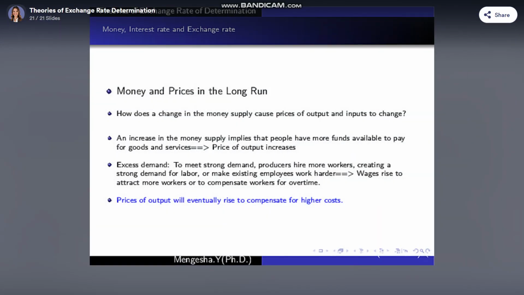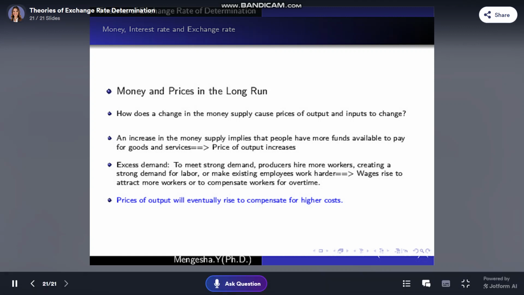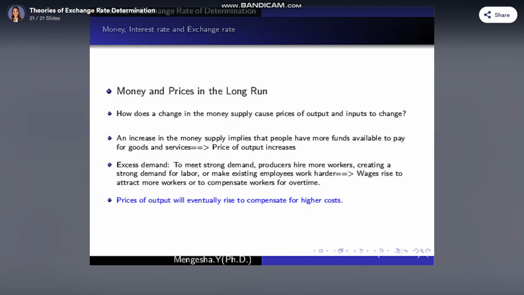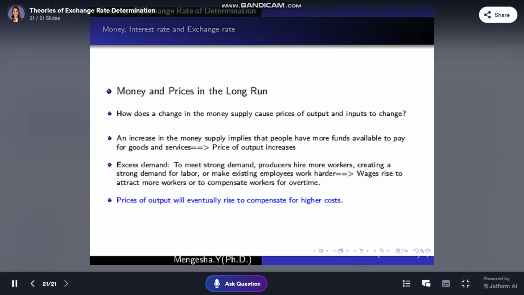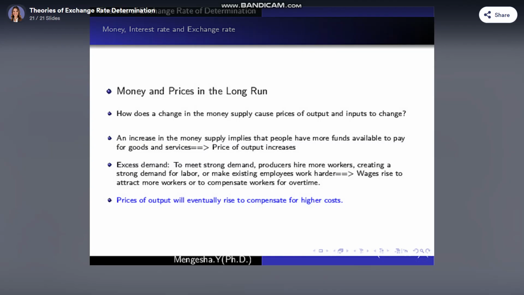Let's wrap up by focusing on how changes in the money supply affect prices over the long run. When there's more money circulating, people naturally have more funds to spend, which pushes up the prices of goods and services. This increased demand doesn't just stop there. It spills over into the labor market, where producers need more workers or ask current employees to work harder, driving wages up. As wages rise, production costs increase, and those higher costs eventually feed back into even higher prices for output. So, what we see is a cycle where money supply growth leads to higher prices through both demand and cost channels, shaping the economy's price level over time.